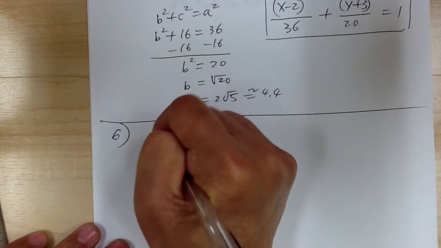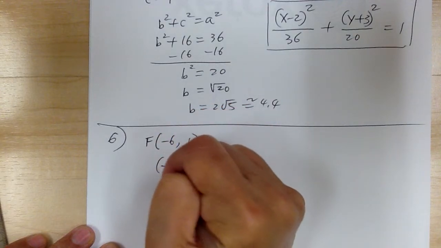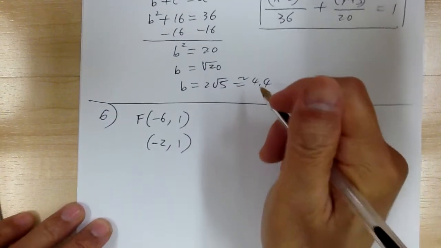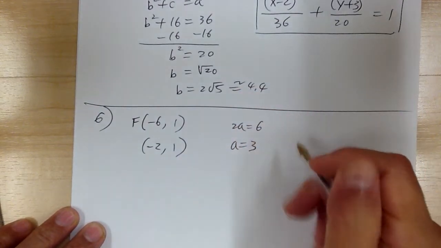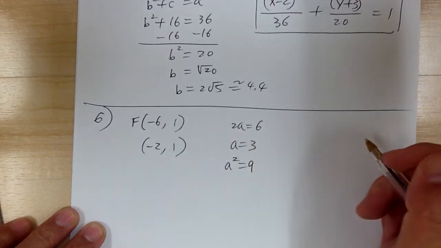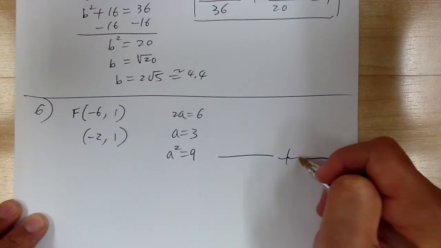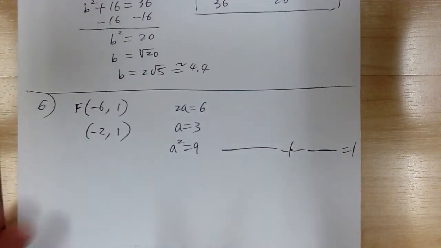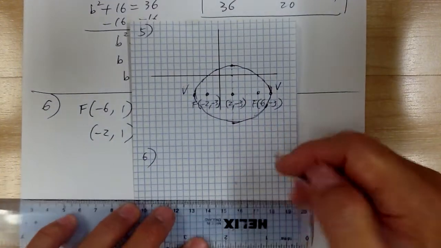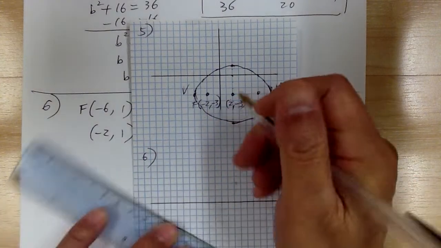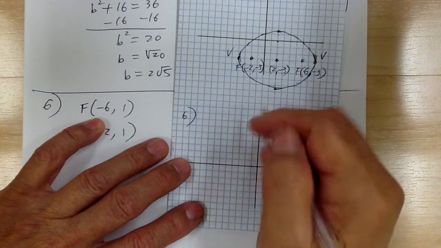Okay, so the focus is at -6, 1, and you have -2, comma 1, and the sum of the focal radii is 6, so it'll be 2a equal to 6, so a equal to 3, and a squared equal to 9. Okay, so go and get your template ready. Okay, so let's go and sketch these things out. Okay, so -6, 1.